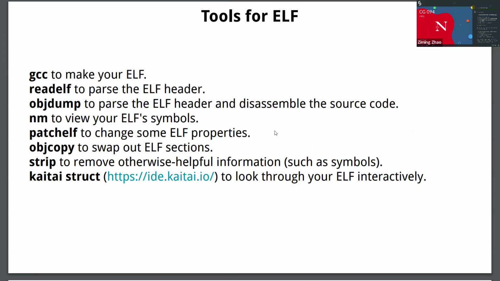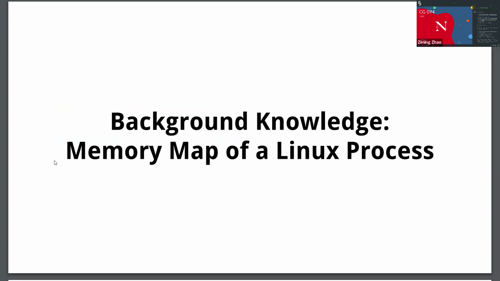Tools for ELF files: use GCC to compile. You use readelf to parse the header. You already saw objdump, object dump, to get the disassembly code. nm to view the symbols. You can actually also change those files, use patch or objcopy. We're going to use those tools a little bit in the shellcode development class. Yeah. You can use strip to remove the symbols. Obviously, for all of those, there are libraries for you to program with as well.